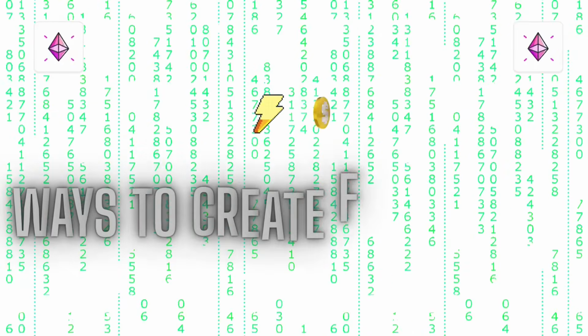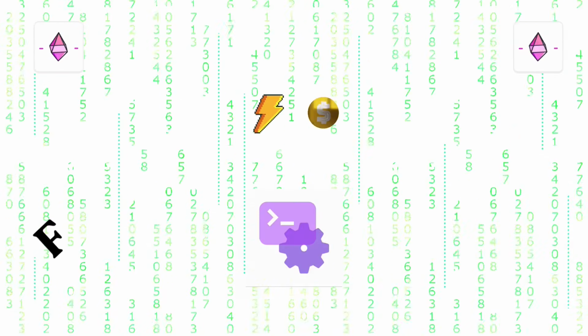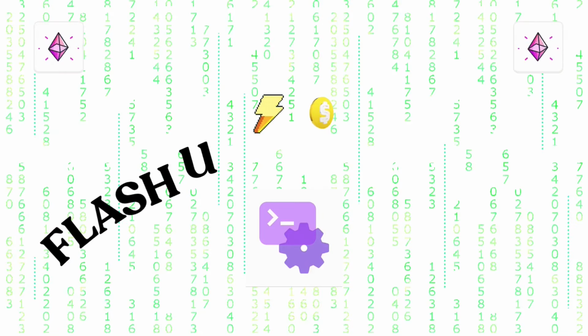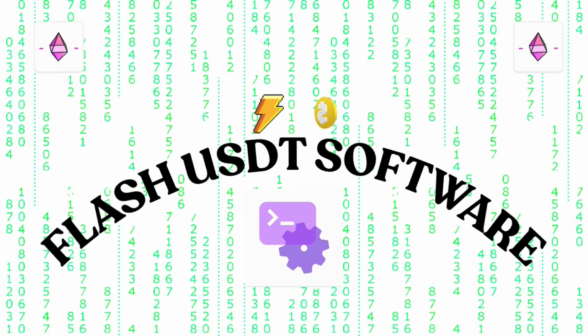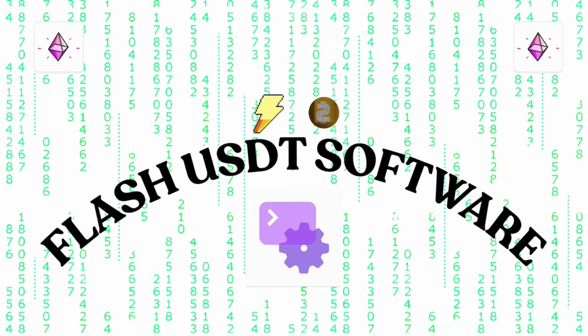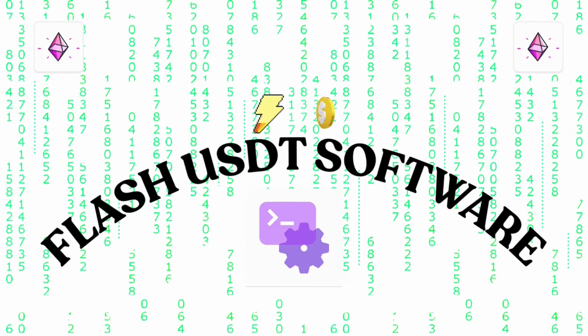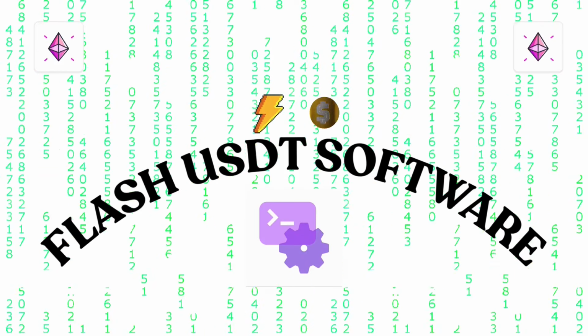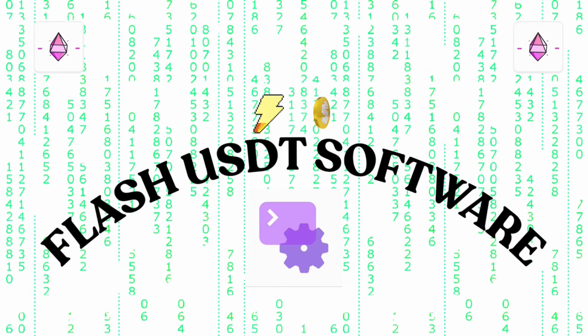So what are the different ways Flash USDT can be created? Let's discuss. The first way is to use a software. USDT Flash software is a specialized tool that allows you to generate temporary USDT transactions on compatible blockchain networks. These transactions appear in blockchain explorers and wallet histories for a limited time, but do not behave like permanent on-chain transfers. These softwares can be quite expensive, and it is hard to find a working one.